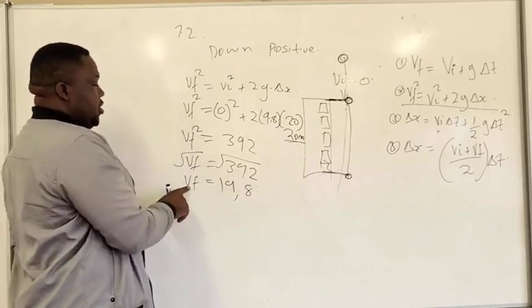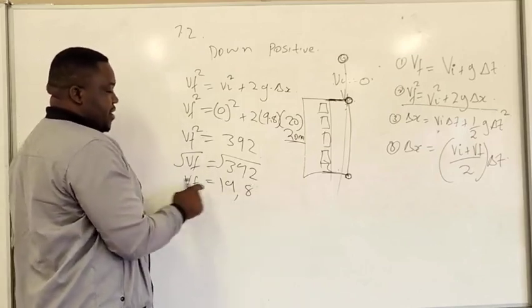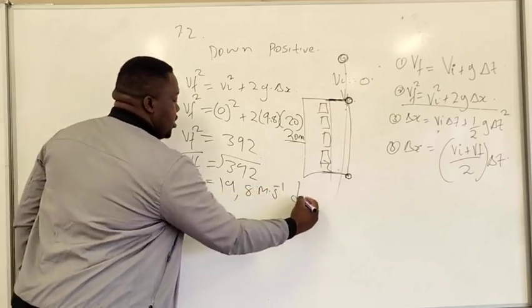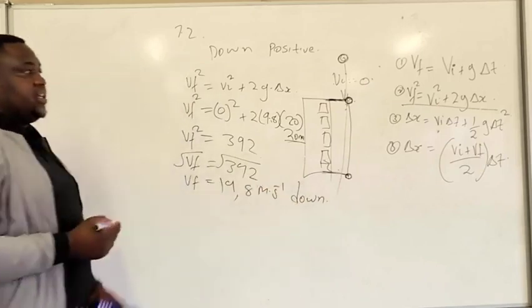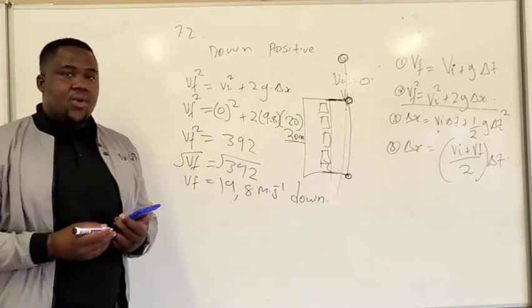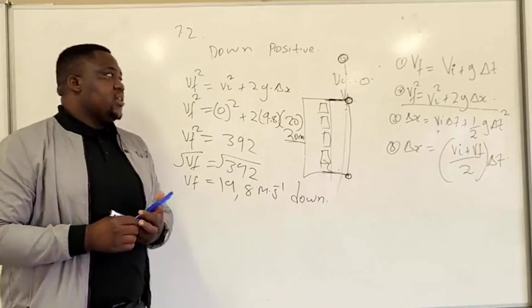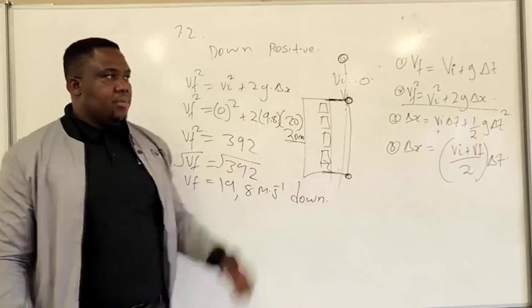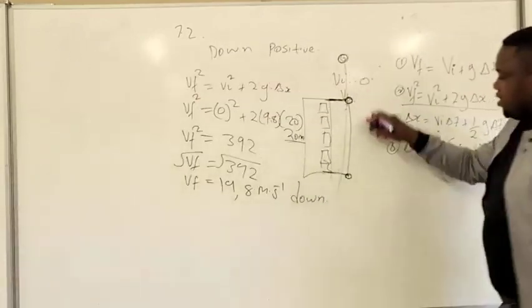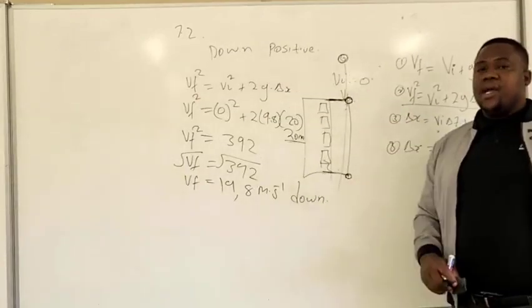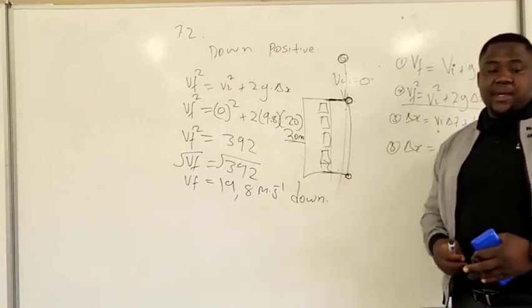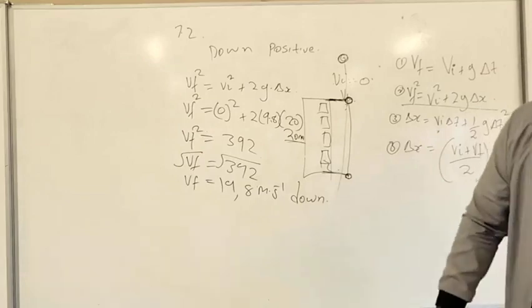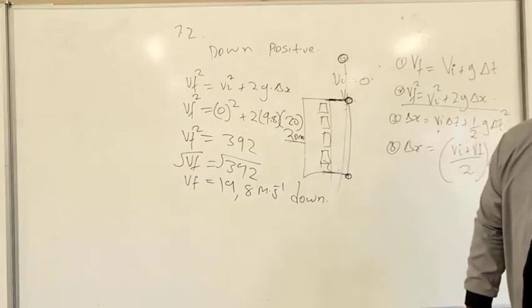So what is the SI unit of the final velocity? It is 19.8 meters per second. Direction down. So direction is downwards. So now we know that this ball is going to move from 0 meters per second, then it hits the ground at 19.8 meters per second. So now we can come and do the second question, which is 7.3.